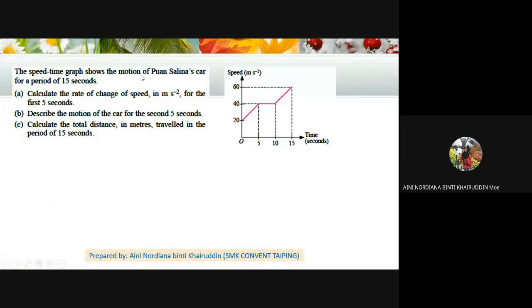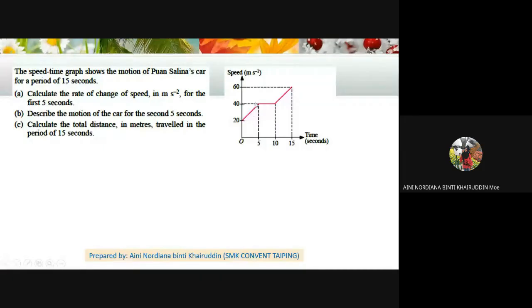Okay, kita tengok contoh soalan. The speed time graph shows the motion of Puan Salina's car for a period of 1 second. Okay, kalau tengok pada graf ni kita tahulah mula-mula dia memecut, lepas tu hal laju sama, uniform speed, lepas tu memecut lagi. Tambahkan kelajuan lagi lah. So A, calculate the rate of change of speed in meter per second square for the first 5 second.